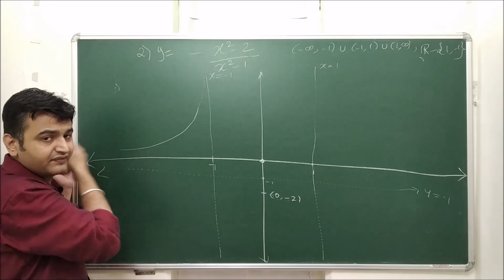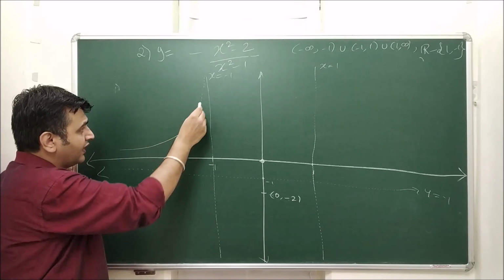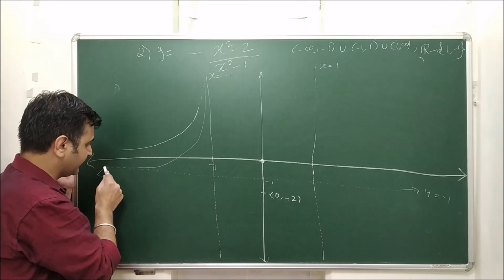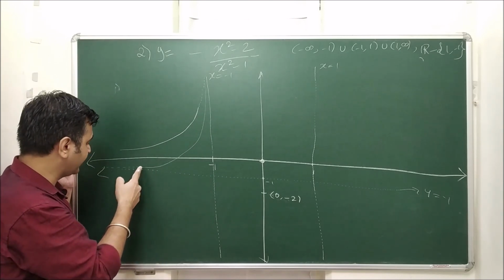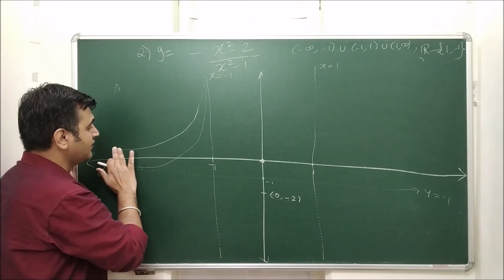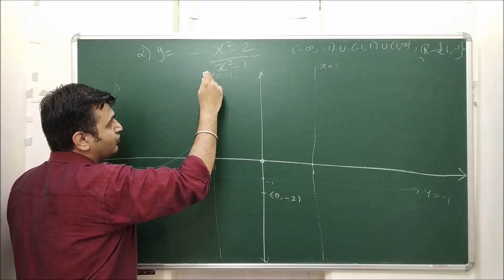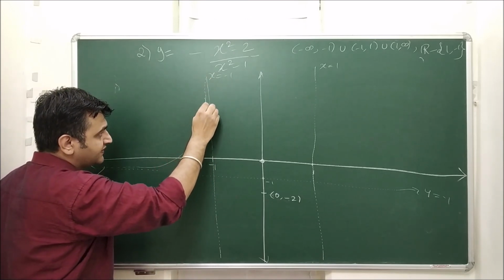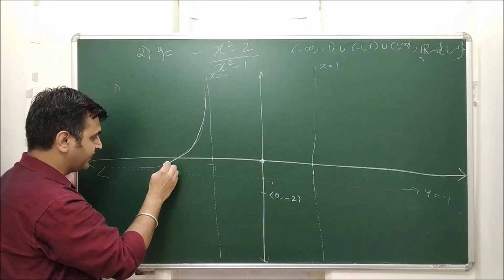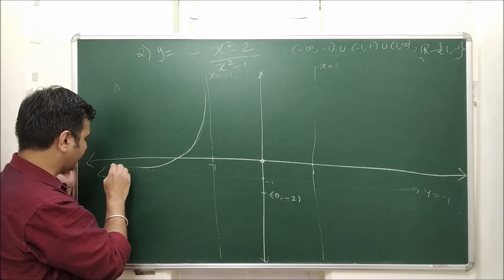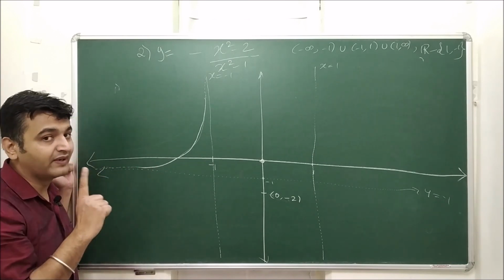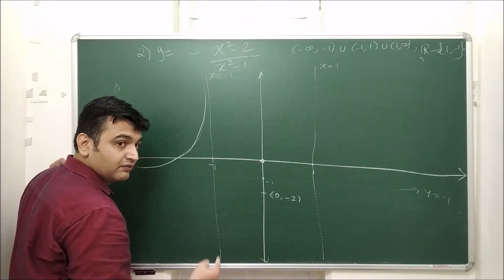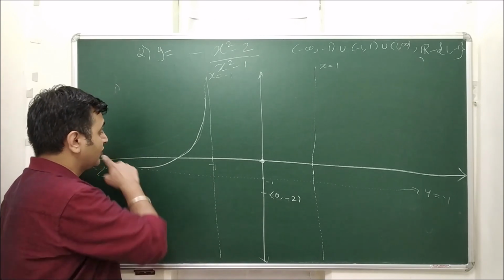And as you go towards infinity, how will this behave? This will come closer and closer to this line. So at infinity, this will be closer to this line. That's the importance of asymptote. You know that it will come closer to x equal to minus 1, and as you go towards minus infinity, your graph will come closer and closer towards the y equal to minus 1 line. Good.